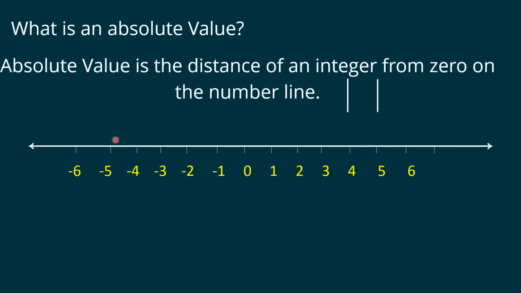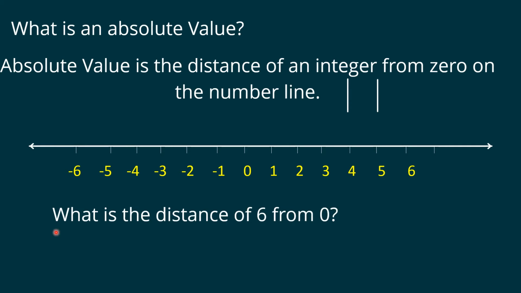Now, I have here a number line, and this is 0. To the right of 0 are positive integers, positive 1, 2, 3, 4, and so on. This arrowhead means continuous to the right. And to the left are negative integers, so negative 1, negative 2, negative 3, 4, negative 5, negative 6, and this arrowhead again continuous to the left. Now, the distance of these integers from 0, that's the absolute value.